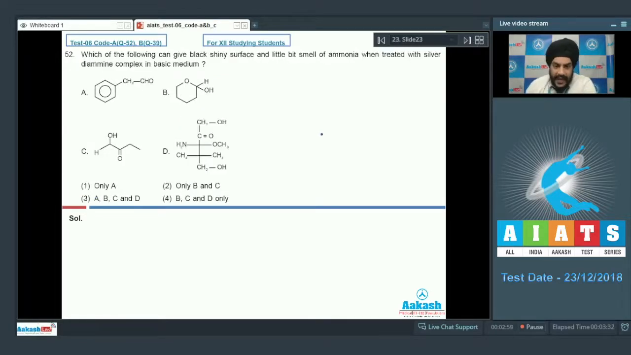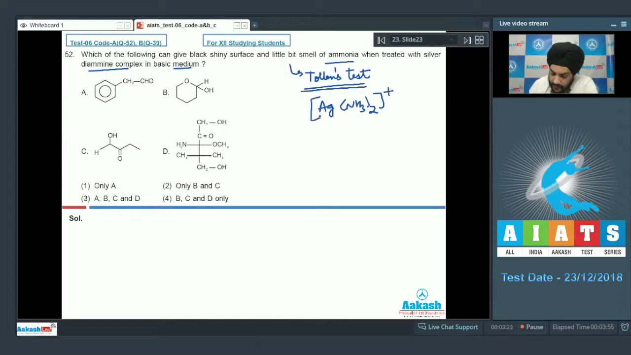Which of the following can give black shiny surface and a little bit smell of ammonia when treated with silver diamine complex in the basic medium? So the examiner seems to be interested in the Tollens test, which is carried out in the presence of diamine silver complex, Ag(NH3)2+. So if you look at the options, option A represents an aldehyde. The aldehyde gives a positive Tollens test.